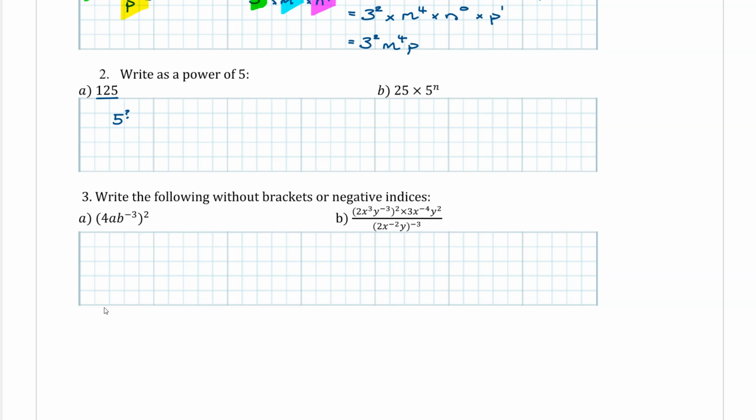And what you'll find is that if we go 5 times 5, we're going to get 25. And then if we multiply it again, we're going to get 5 times 5 times 5 equals 125. So what we can see is that 125 can be written as a power of 5, as in 5 to the 3, like so.